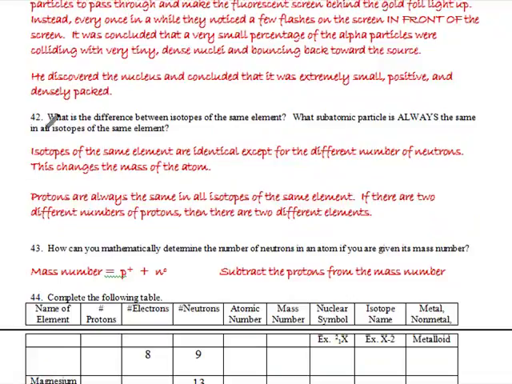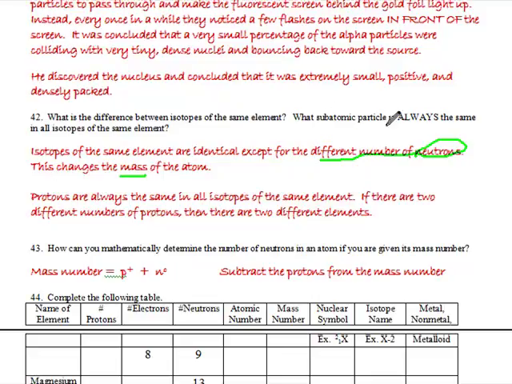Okay, number 42 says, what's the difference between isotopes of the same element, and then what subatomic particle is always the same in all isotopes of the same element? Let's tackle the first question first. What's the difference? Isotopes of the same element are identical except for the different number of neutrons. Neutrons are the key here. You have different numbers of neutrons if they're isotopes. And that'll change the mass of the atom, so the mass will also be different.